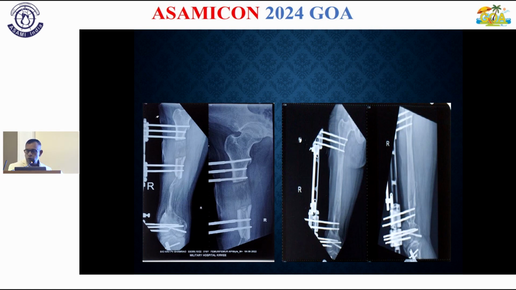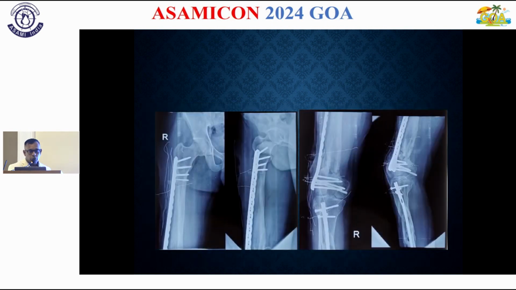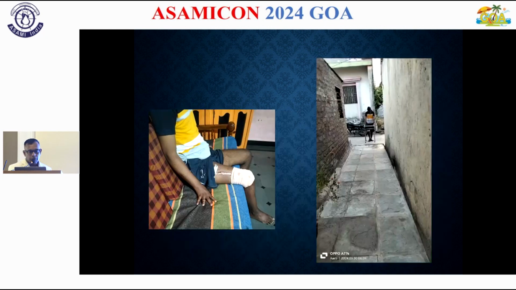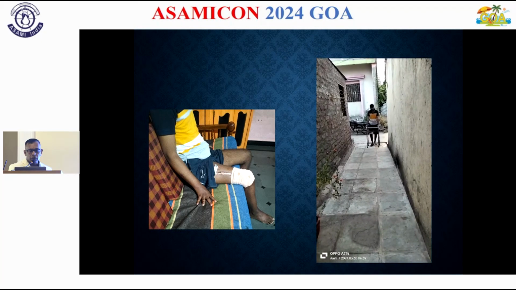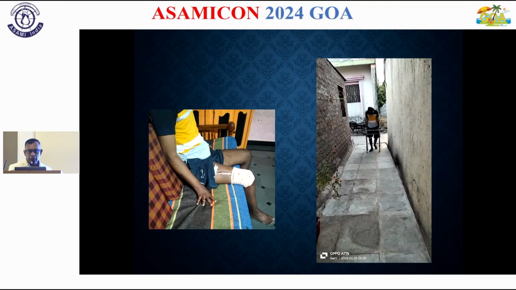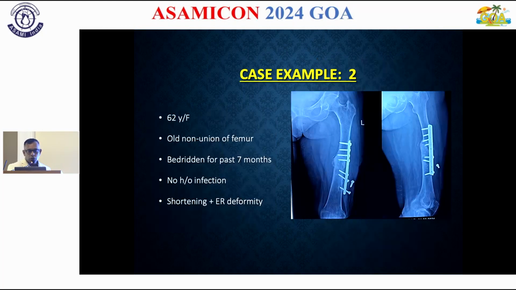Finally, in around 230 days of distraction, the whole thing got transported, and just about a month back, I have removed the LRS and tried to protect this long regenerate with the help of a long distal femoral locking plate. These are the clinical pictures and the videos of the patient. I have allowed him weight-bearing ambulation, and these are the videos of yesterday.